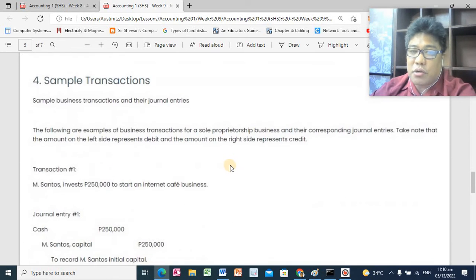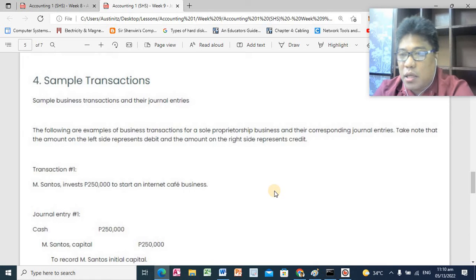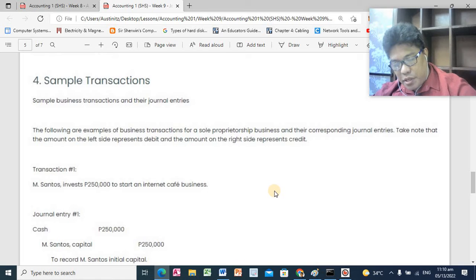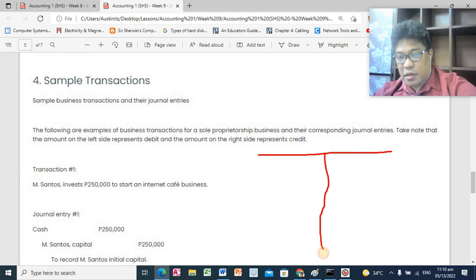Now the sample transactions, so that we understand how we debit things and how we credit things. The following are examples of business transactions for a single proprietorship business and their corresponding journal entries. Take note that the amount on the left side represents debit and the amount on the right side represents credit. So I have the account. This will be debit.